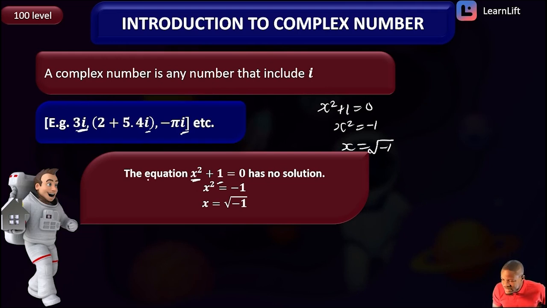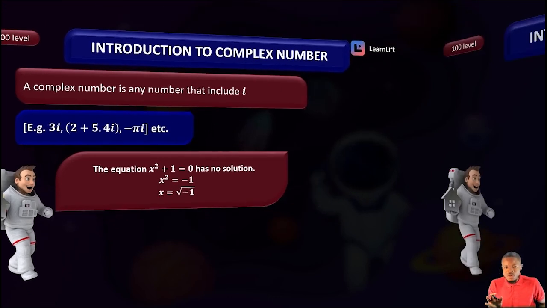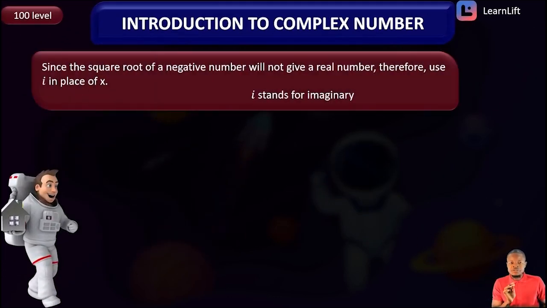So now hold this tight, square root of negative 1. How do I solve it? What is the square root of minus 1? You can't get any true solution for this, right? Now that you understand this, take note of this very quickly: since the square root of a negative number, square root of negative 1, you said that x is equal to square root of negative 1, will not give a real number, what do we do?